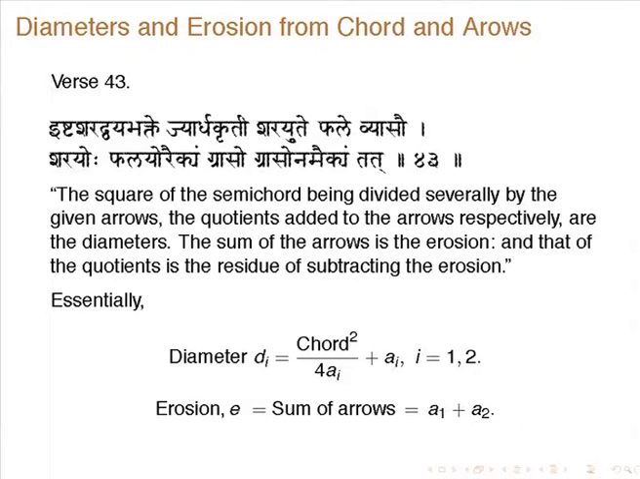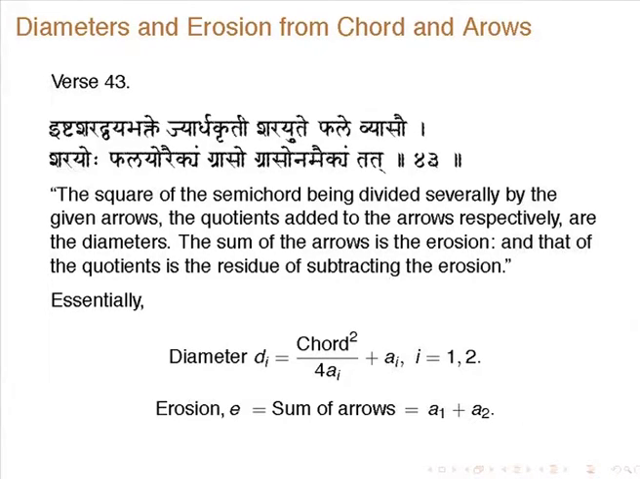Now you can do the other way also. Suppose you are given, instead of the diameters and the erosion, the arrows and the chord. Then you can find out the diameters and erosion. So that is what is said next.